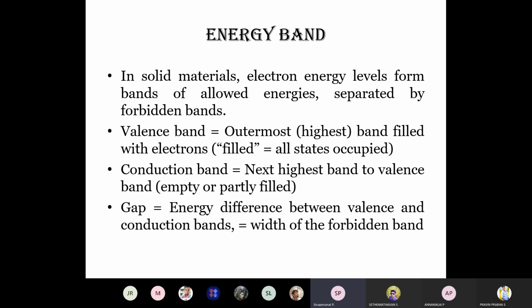Okay, I already said what the gap is. The gap is nothing else but the energy difference between the valence band and the conduction band. We can call it the width of the forbidden band, or else the width of the forbidden gap. So this is an energy band, we can call it.